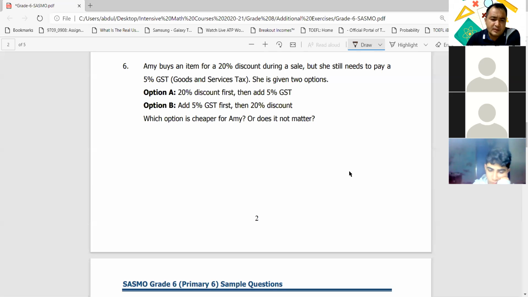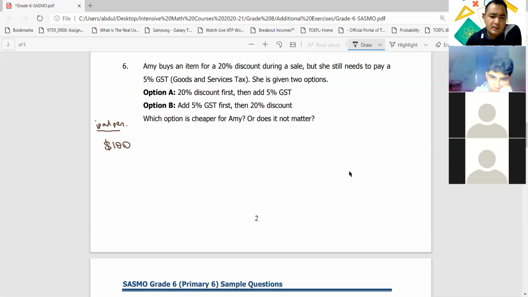For example, let's say I am going to buy something for $100. What can we buy for $100? We can buy an iPad pen. Okay, you're going to buy an iPad pen for $100. Now you negotiate the price. They say, okay, I give you 20% discount. So after the discount, you're going to pay $80, right?